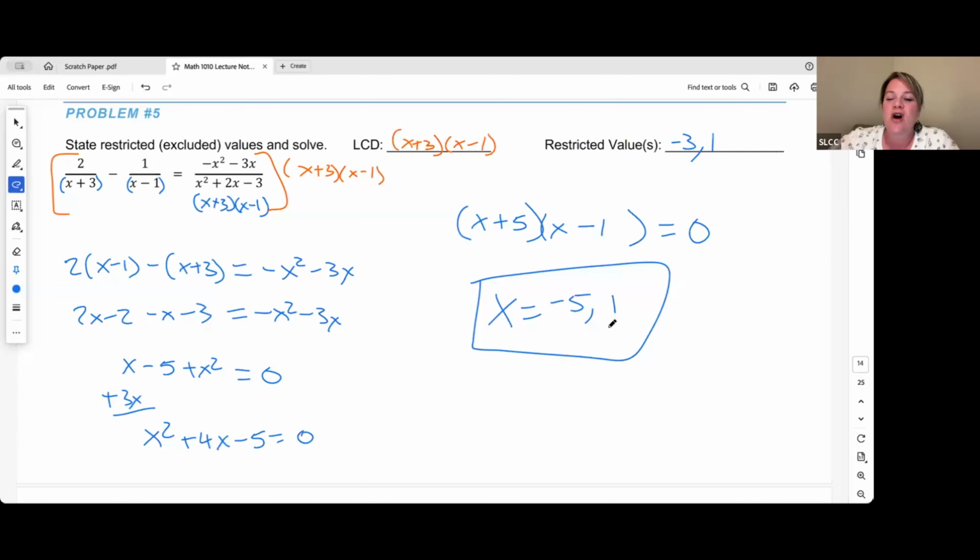So in this case, we call this 1 an extraneous solution, and it doesn't make the statement true, so it is not a solution. So in problem number 5 says solve, then you say x equals -5.